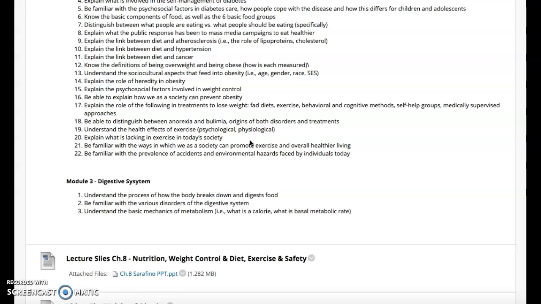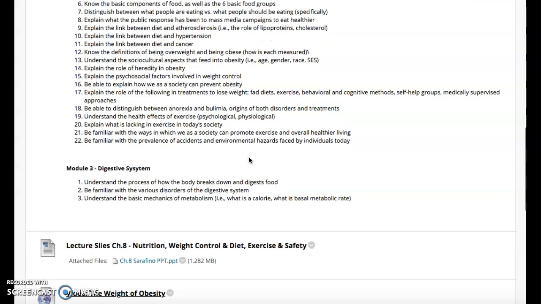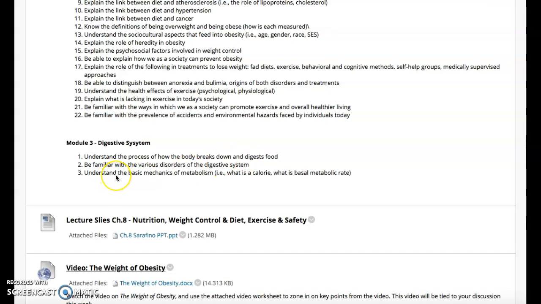And then lastly, be familiar with the ways in which we as a society can promote exercise and overall healthier living. And then ending sort of with the accident piece of this chapter, the prevalence of accidents and environmental hazards faced by individuals today. So this kind of falls into the lumped category of prevention. Right? A lot of accidents and hazards can be prevented by just knowledge and understanding of what to avoid in the environment.